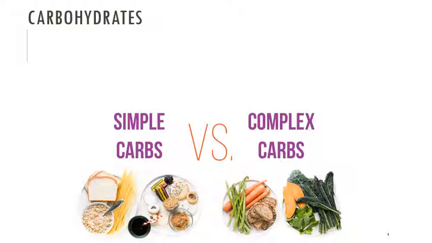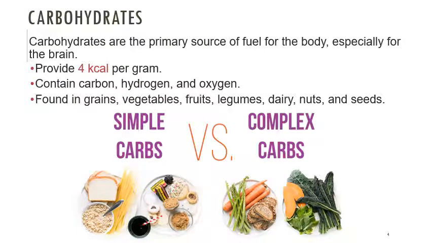Carbohydrates. Sometimes you might see someone writing CHO for short instead of writing the whole word carbohydrate. Carbohydrates are the primary source of fuel for the body, especially for the brain. It provides 4 kilocalories per gram, like we just calculated before. Carbohydrates contain carbon, hydrogen, oxygen. Ooh, that's where the CHO comes from. Carbohydrates are also found in grains, vegetables, fruits, legumes, dairy, nuts, and seeds.